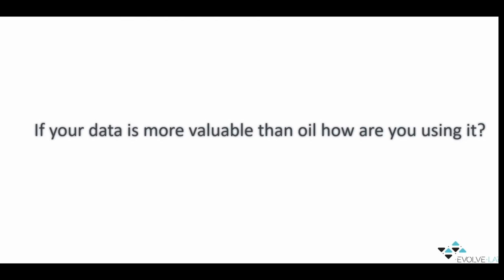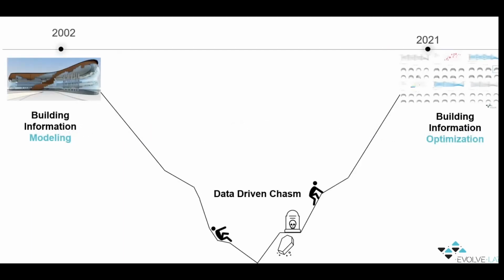So we've had building information modeling for a very long time. You have all the data that exists inside of your model. But a lot of us aren't using the data in a very efficient way. And so most of us are either using Revit or ArchiCAD or some kind of building information modeling program. And we're trying to get to what we call building information optimization, starting to do stuff with the data.